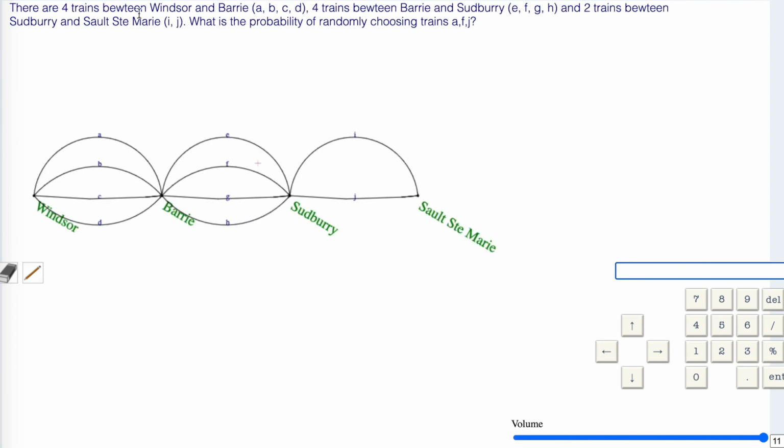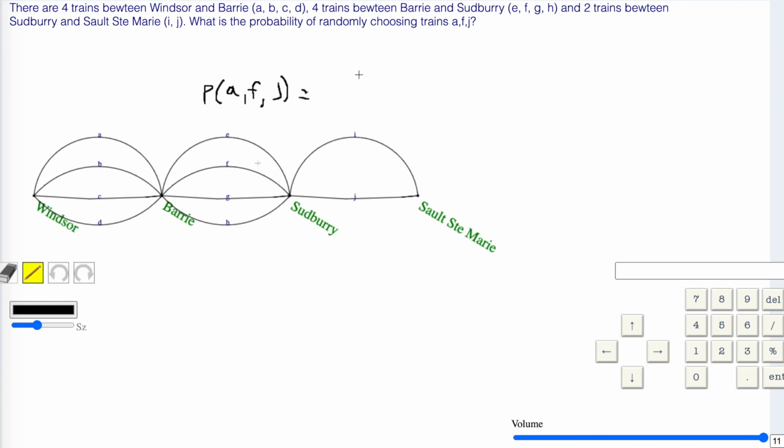There are 4 trains between Windsor and Barrie: A, B, C, D. There are 4 trains between Barrie and Sudbury, trains E, F, G, and H, and 2 trains between Sudbury and Sault Ste. Marie, I and J. What's the probability of choosing trains A, then F, and then J?